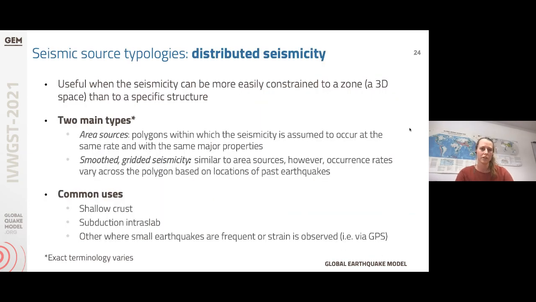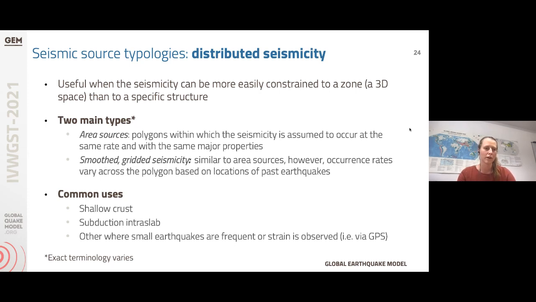So when we don't have sufficient information to use fault sources, instead we can use distributed seismicity. And so this is useful when we can more easily constrain the seismicity to some sort of zone or volume. And there are two main types. The first is area sources. These are polygons within which we assume that the seismicity is constant, both in terms of the rate, it has a uniform rate, and the major properties that are used to produce the ruptures are consistent across the whole volume.